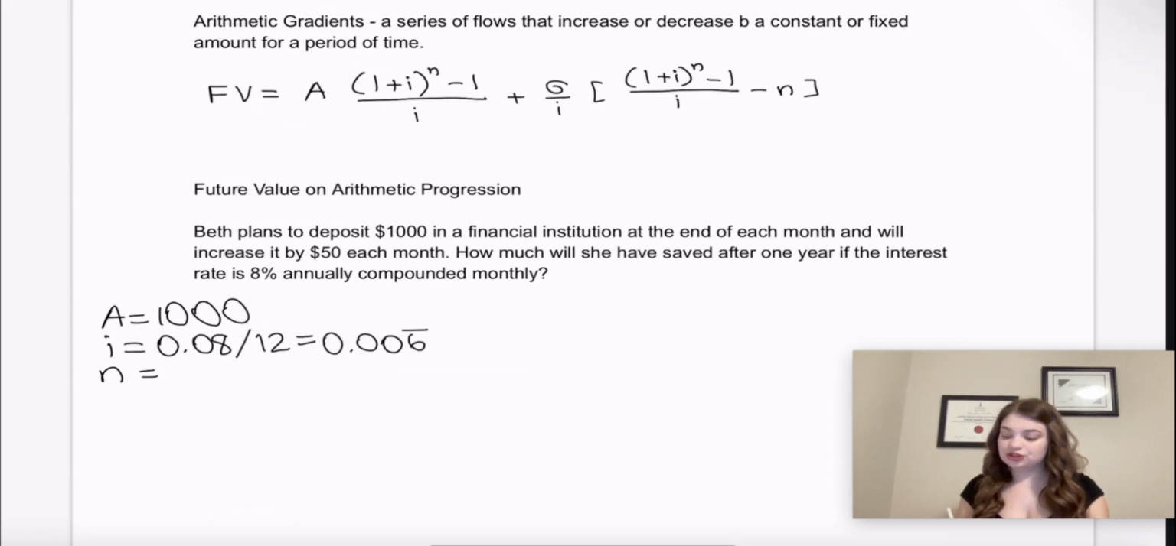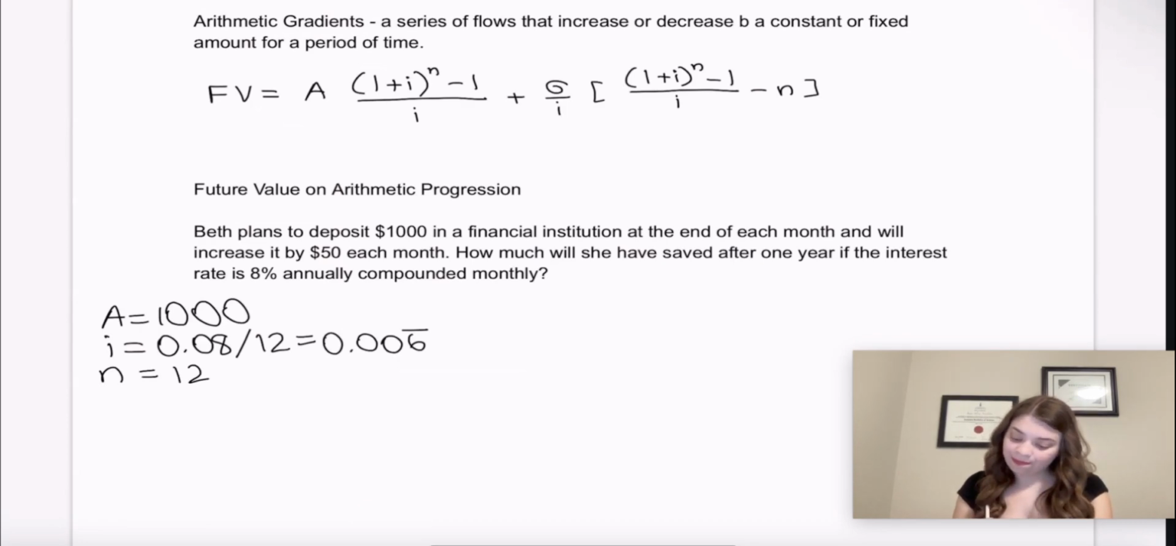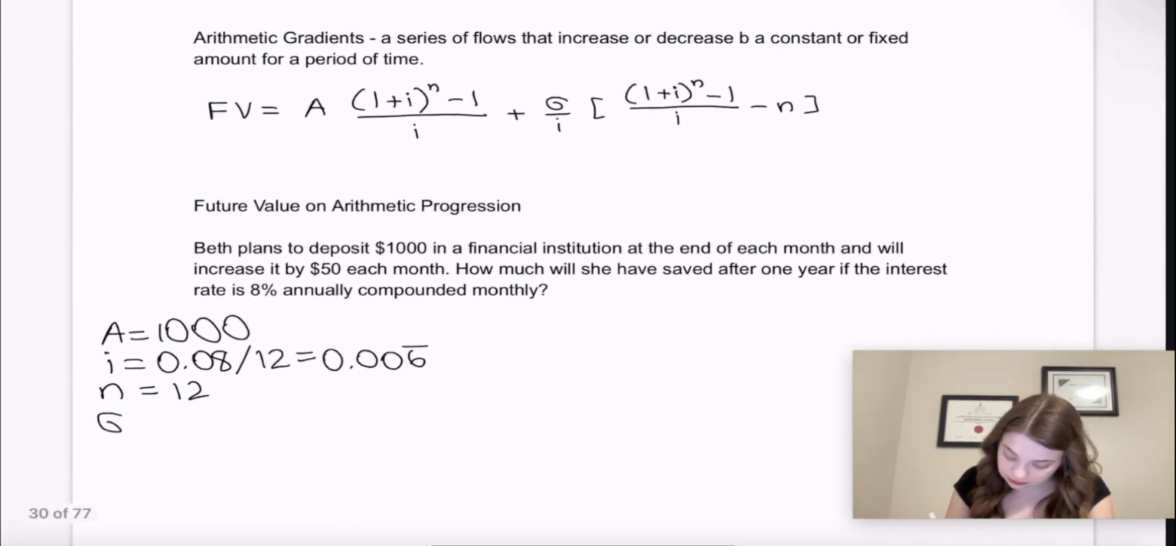Next we need to figure out n, the number of compounding periods. Well, they want to know how much will she have saved after 1 year. So that will mean 12 deposits and 12 compounding periods. So in this case, n is equal to 12 months. And then last but not least, we have the gradient number. That's how much we are going up by every time, and that is $50. So G for gradient is equal to $50. And now we just need to plug that into the equation up here.